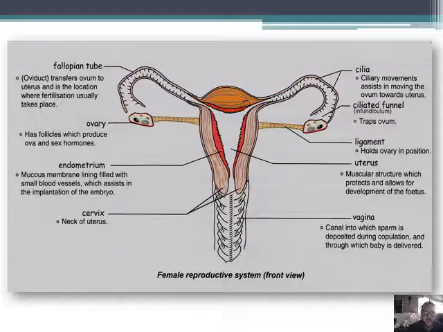Then we have the endometrium, which is a mucous membrane lining filled with small blood vessels which assist in the implantation of the embryo. And if you're wondering why your period also hurts really badly, it's because the myometrium starts contracting and pulling so vigorously. It starts shedding the endometrium. It tries to get it to peel off of the myometrium, and that's also why it hurts so much.